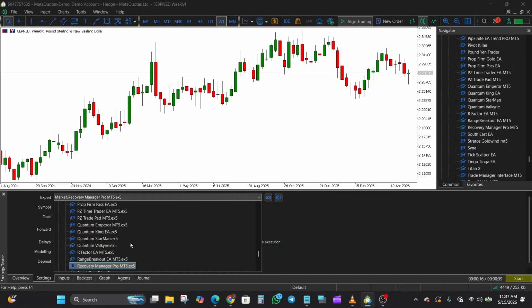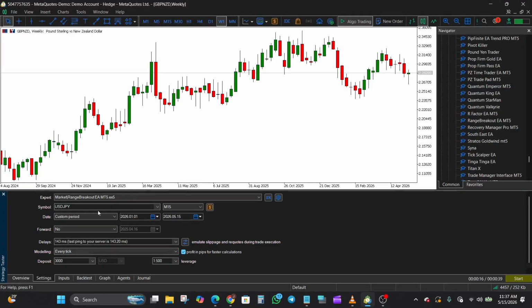Okay, I'm going to just look for the Range Breakout EA, and let's test it on USDJPY on the M15 time frame. We're going to be testing from the beginning of this year till date, so we can get a reasonable data for the back testing. And then as for the delays, we're going to use the last ping to the server. All right, and we are using the every tick modeling. Okay, so let's just start the back testing immediately.